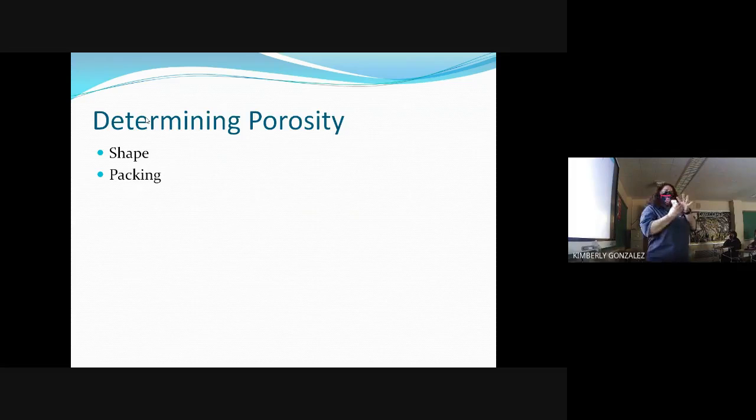Are they tightly packed together? Are they loosely packed together? Do you have a heterogeneous mixture? Do you have a homogeneous mixture? Do you guys remember those terms from last year?